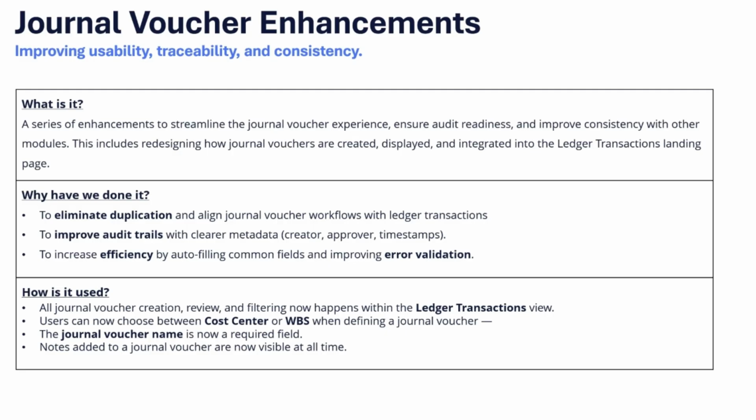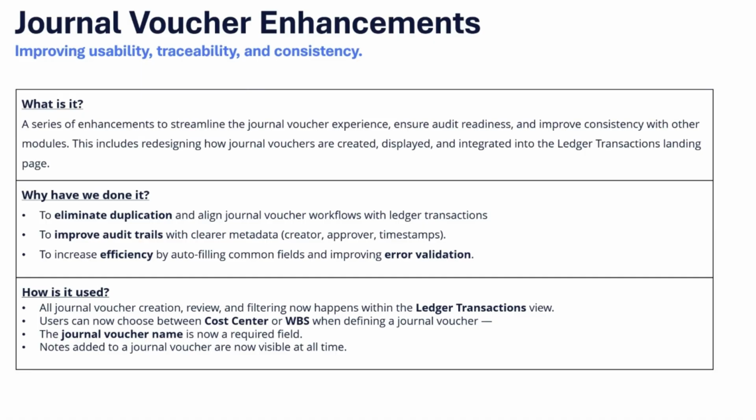Journal voucher enhancements: improving your usability, traceability, and consistency. What we have brought you is an enhancement to streamline the journal voucher experience, ensuring audit readiness and improved consistency with other modules, which includes redesigning your journal voucher creation and display, and integration into the ledger transactions landing page. We have eliminated duplication, aligned the journal voucher workflow with ledger transactions, and improved audit trails with clear metadata. You can see the creator, approver, and timestamps on the UI, and we increase efficiency by auto-filling common fields and improving error validation.